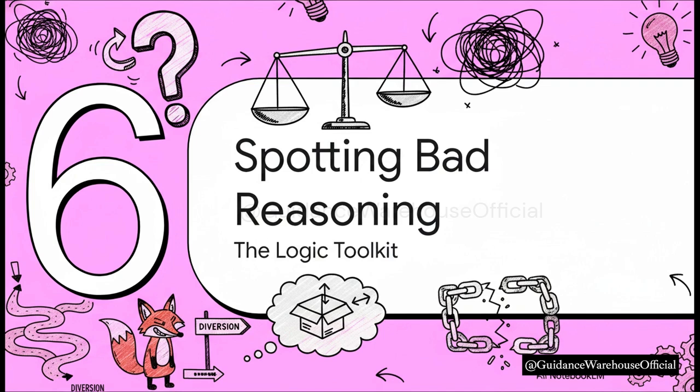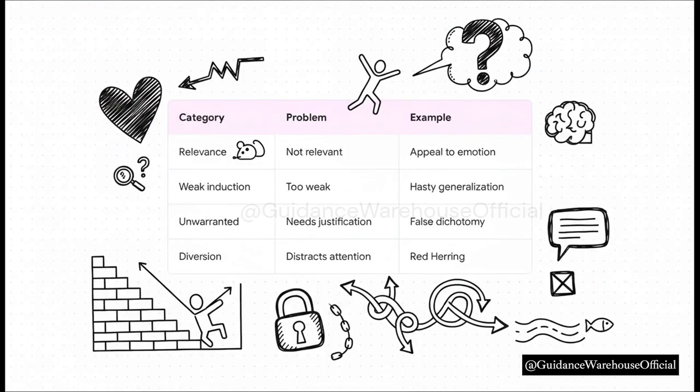Section 6, Spotting Bad Reasoning. Congratulations, we have officially made it through the syllabus. We've covered relevance, weak induction, unwarranted assumptions, and diversion. Now, let's transition to our final review so you can actually take this knowledge out into the real world. Okay, I highly encourage you to take a mental snapshot of this fantastic cheat sheet right now. Consider this your personal toolkit for everyday critical thinking.